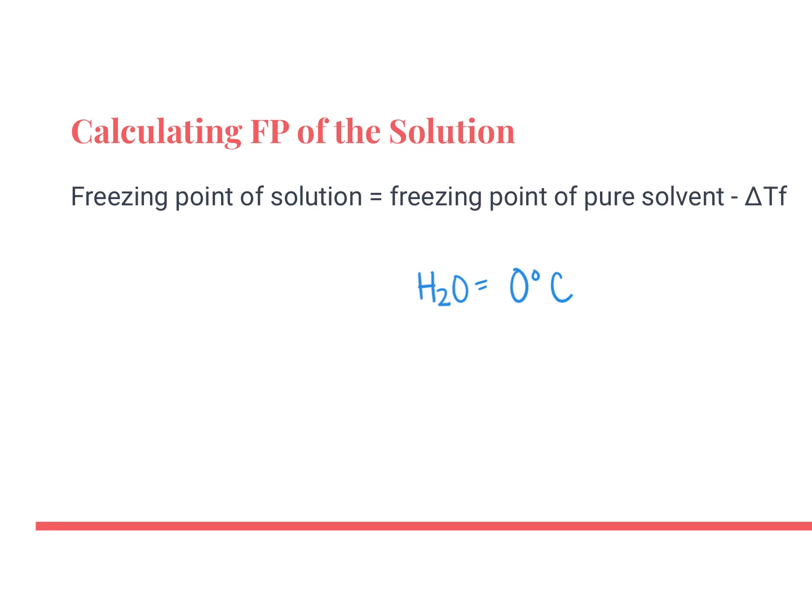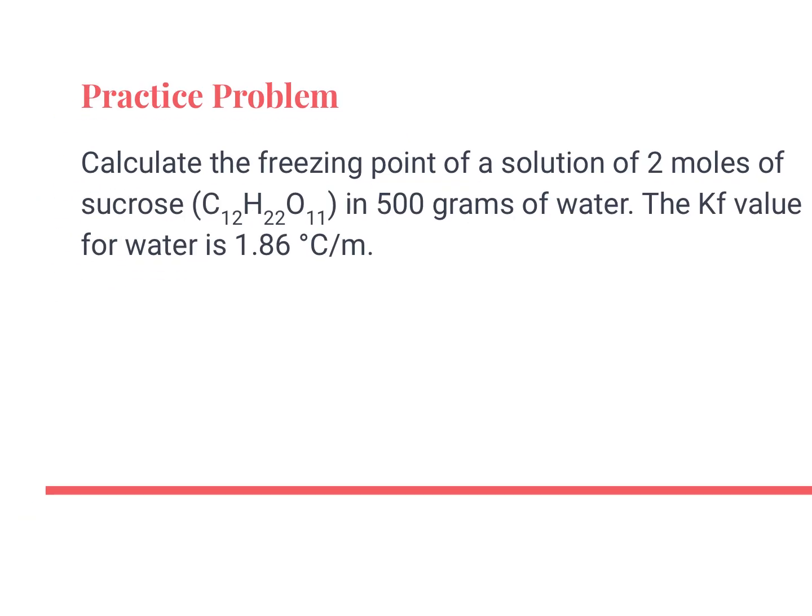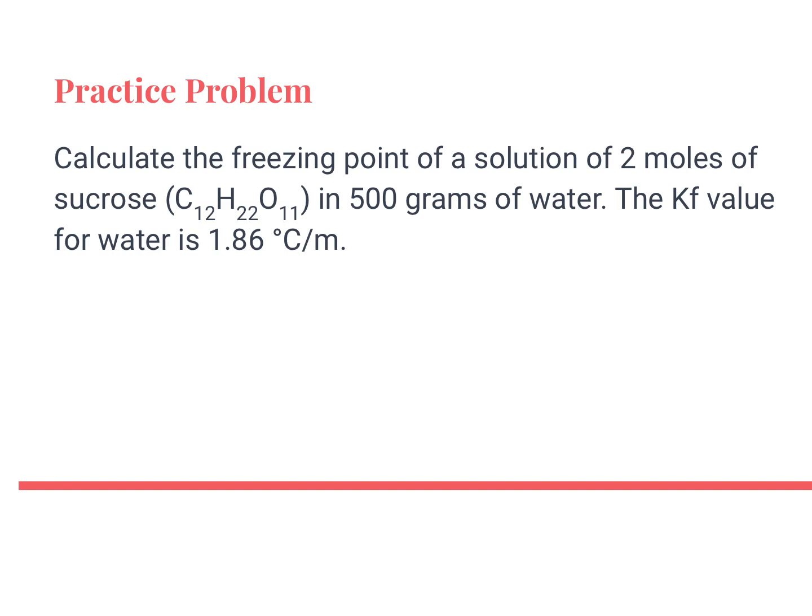We're going to do one practice problem for freezing point. So we're going to calculate the freezing point of a solution of 2 moles of sucrose and 500 grams of water. The KF value for water is 1.86. So we're just going to use our equation. The change in our freezing point is equal to Kf times little m. Kf is provided to you, so this time it's 1.86. And what does little m stand for?